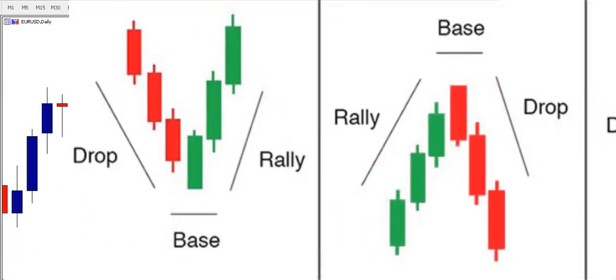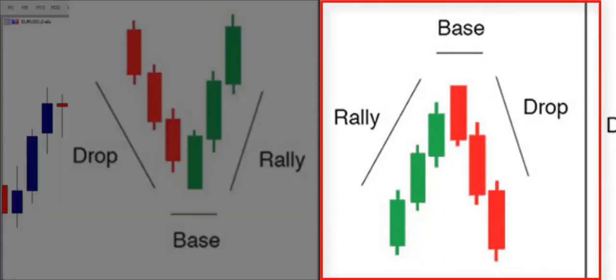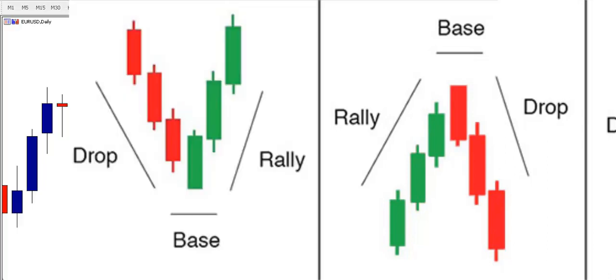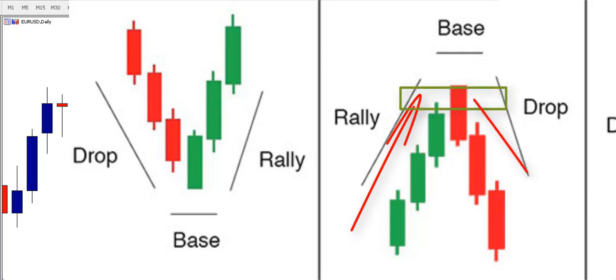On the opposite side of the scale, we have rally-base-drop zones. These zones form when the market reverses from moving higher to moving lower. So we have a rally, which is a move up, followed by a consolidation and a move down. A base is a small pause or consolidation.